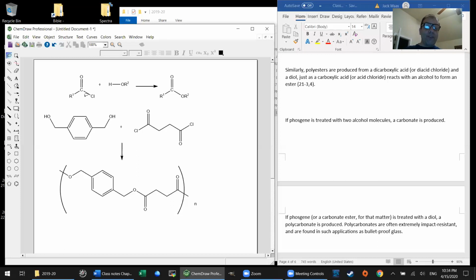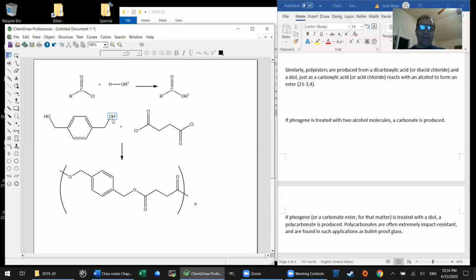But we certainly do know that if you alcoholize an acid chloride, you will get the corresponding ester, and essentially the equivalent of a molecule of HCl. Well, what if instead we used a diol and a diacid chloride?